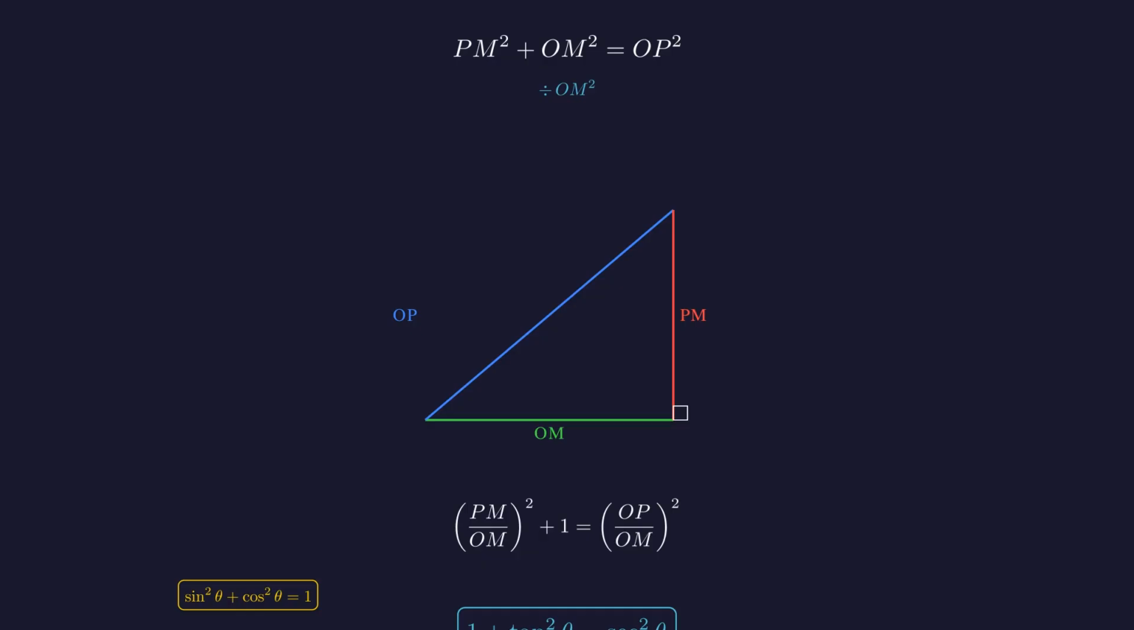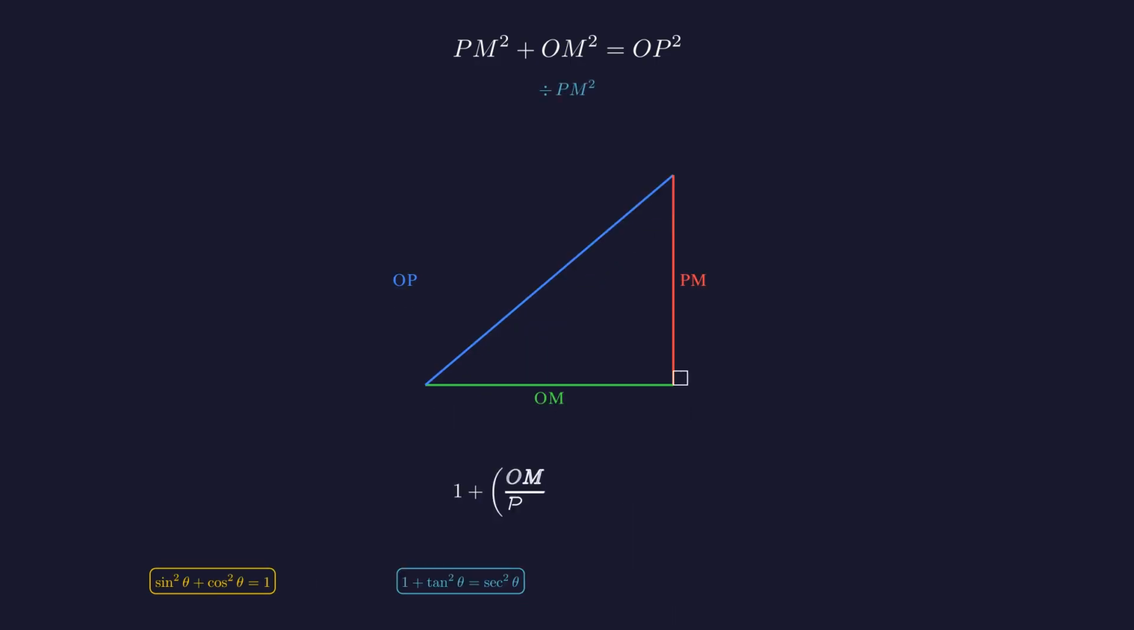But we're not done. Divide the original equation by OM squared. PM over OM is tangent. OP over OM is secant. You get 1 plus tan squared equals sec squared.